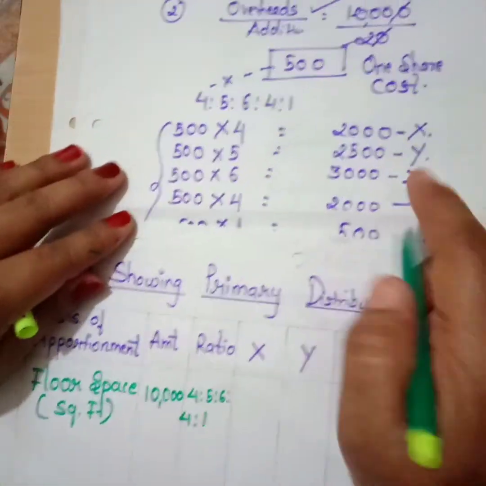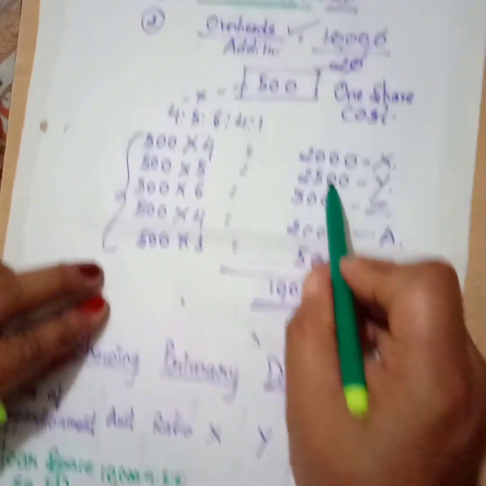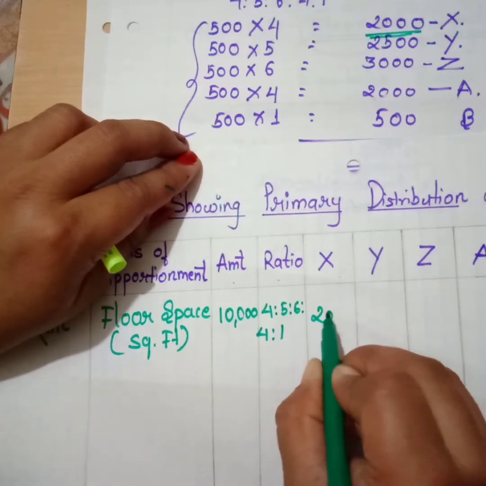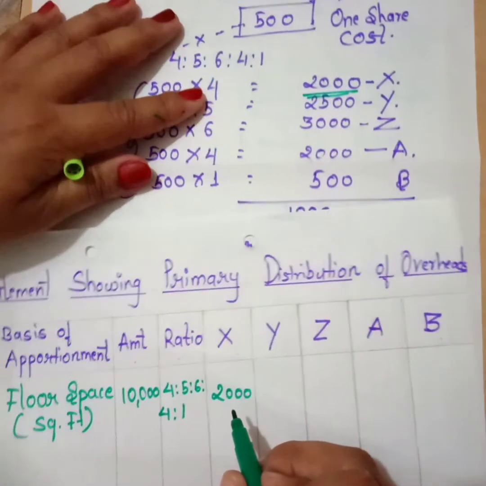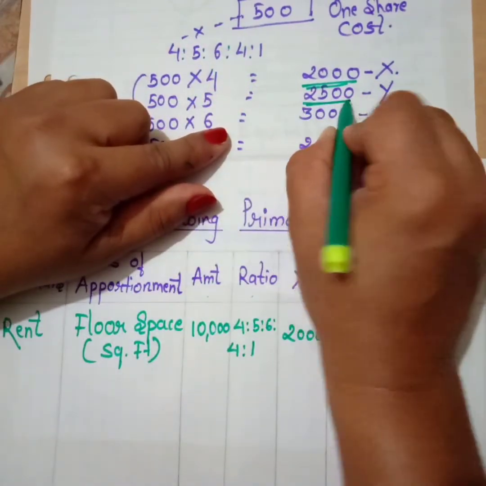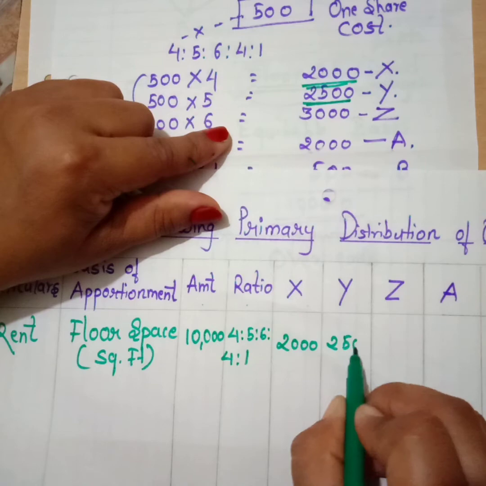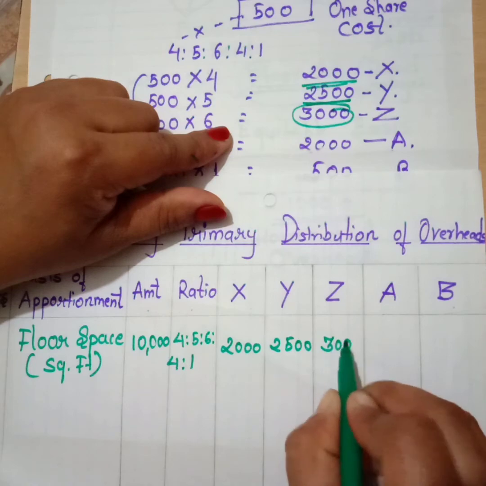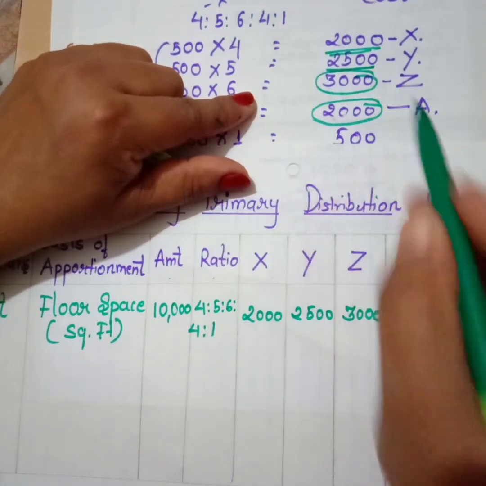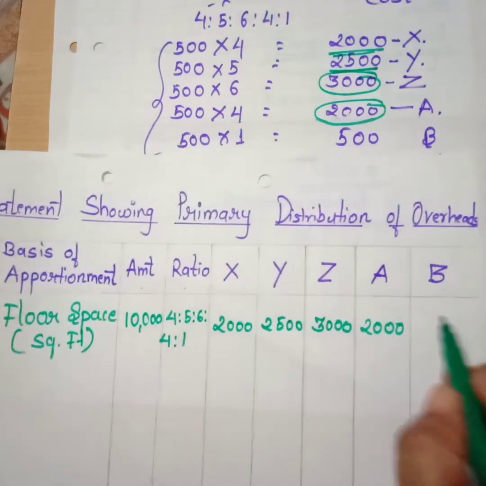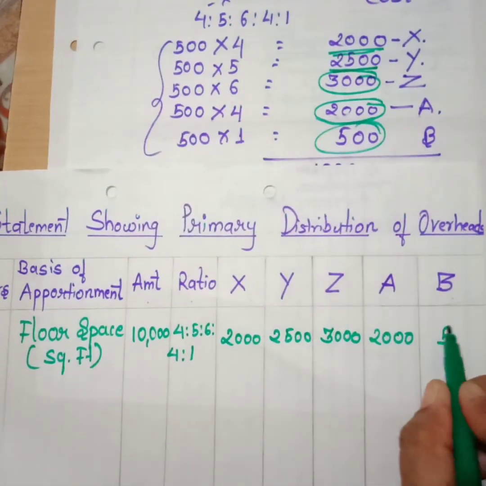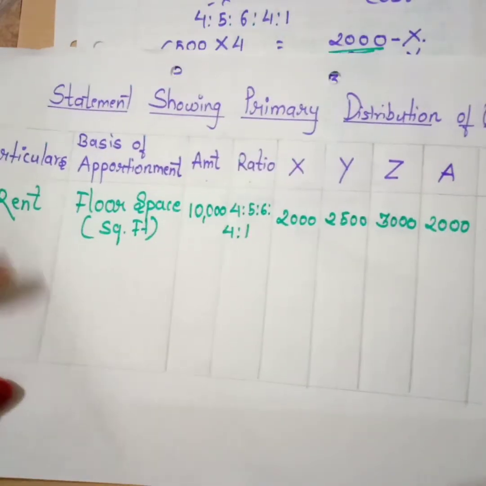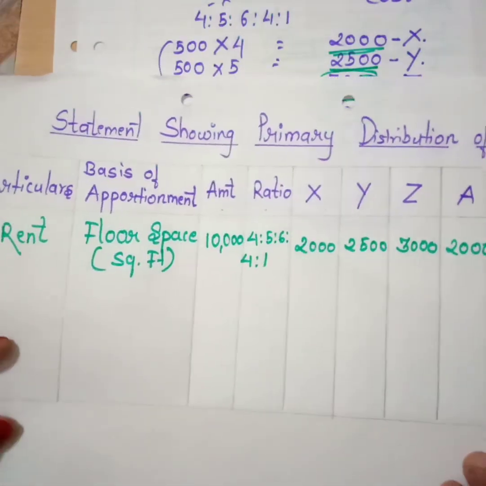Now, what is the share of department X? You have already calculated it. Share of department X is 2000, so we will write 2000 in the column X. Share of department Y, 2500, we will write 2500. Department Z, we will write in the column department Z 3000. Department A, 2000, we will write 2000. In department B, we will write 500. So in this way, we have to present the statement showing primary distribution of overhead.